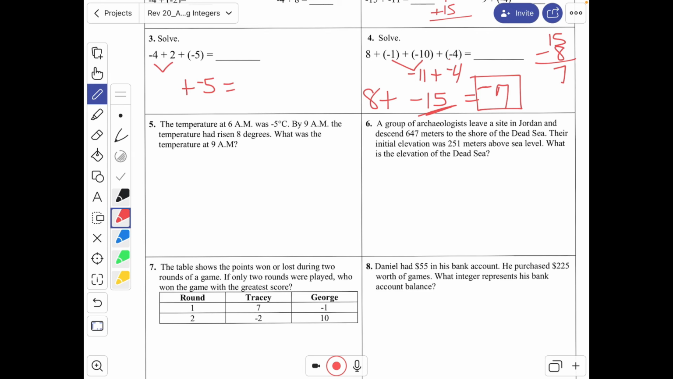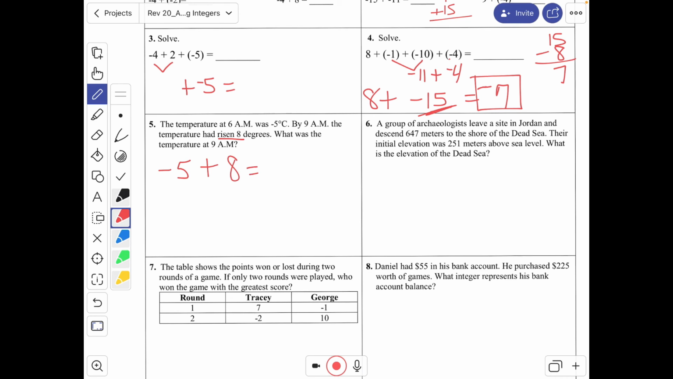Number 5, the temperature at 6 a.m. was negative 5 degrees Celsius. By 9 a.m., the temperature had risen 8 degrees. What was the temperature at 9 a.m.? So it started out as negative 5, and then it went up 8 degrees.